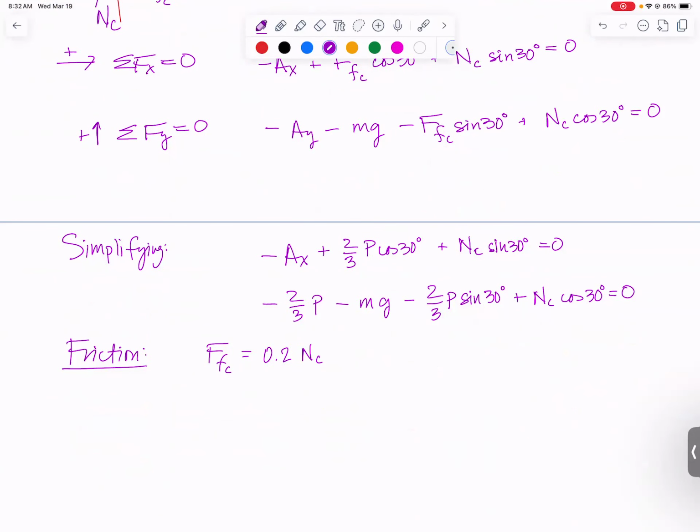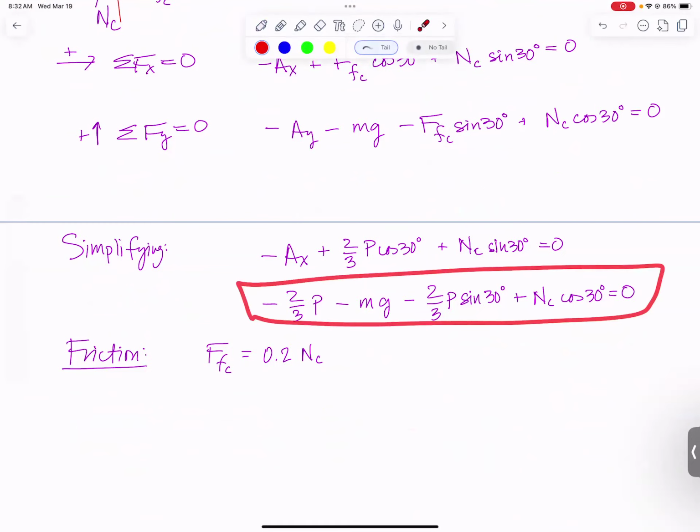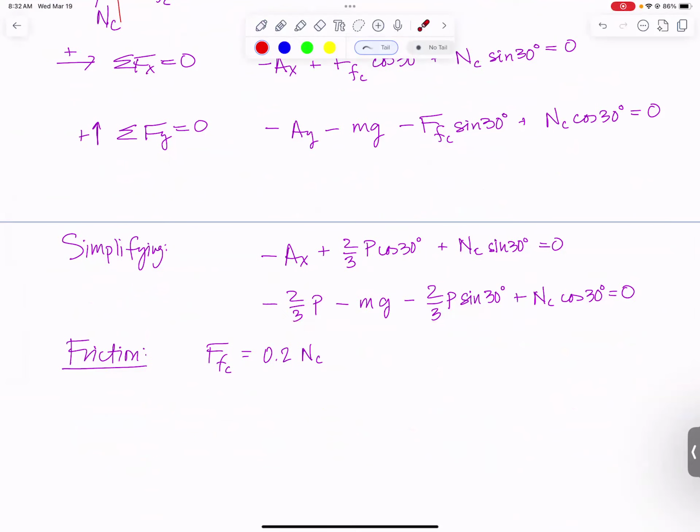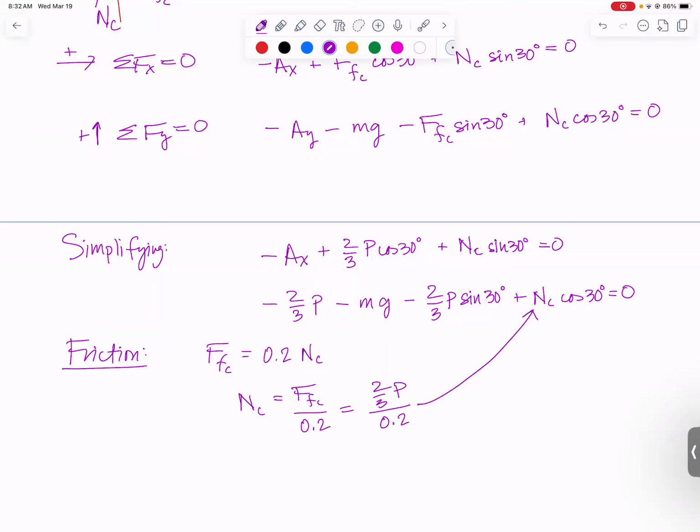What I figured out works really well to solve this problem is you can actually solve it just using this single equation right here. If we simply get rid of the NC by replacing it with friction force divided by 0.2. So doing that, let's rearrange this. NC is the force of friction at C divided by 0.2, but the force of friction at C was 2/3 P, so NC is 2/3 P divided by 0.2. If you plug that in for NC, you have one equation with P in it.